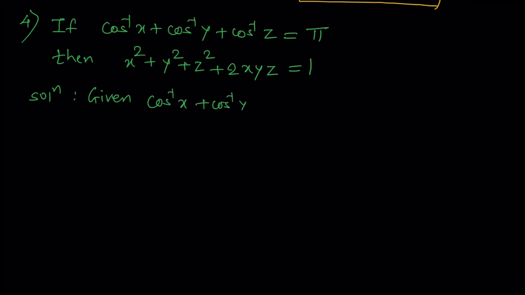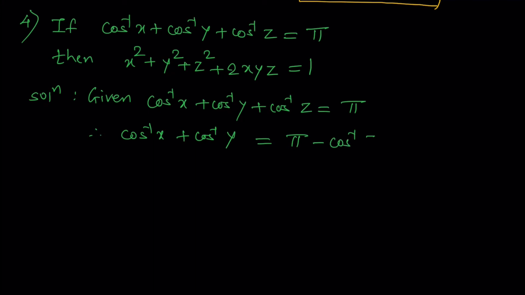So here we are given cos inverse x plus cos inverse y plus cos inverse z is equal to pi. Therefore, we can say cos inverse x plus cos inverse y is equal to pi minus cos inverse of z. Now this pi minus cos inverse z, we can write it as cos inverse of minus z using the property: cos inverse of minus z is pi minus cos inverse of z.